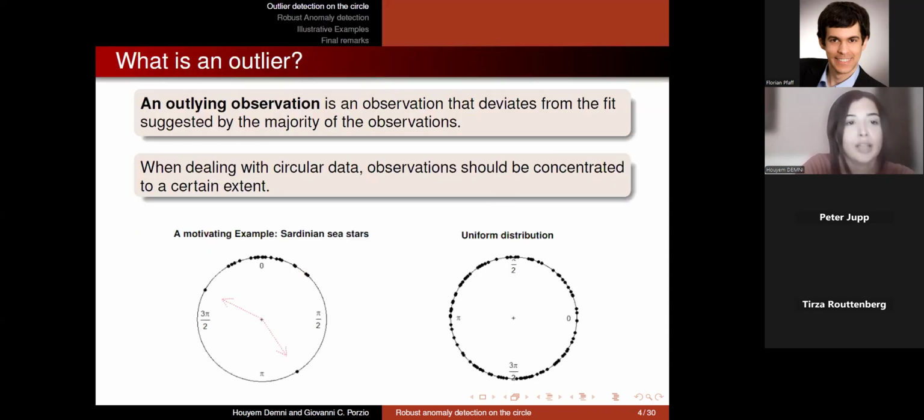So what is an outlier? An outlying observation is an observation that deviates from the fit suggested by the majority of the observations. But when dealing with circular data, observations should be concentrated to a certain extent. For instance, if we have data all over the circle, as in the case of the uniform distribution, it doesn't make sense to do outlier detection.